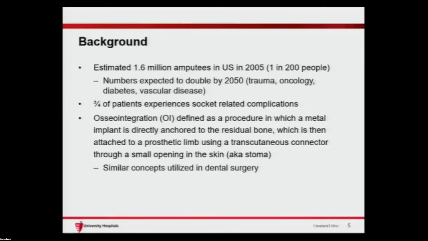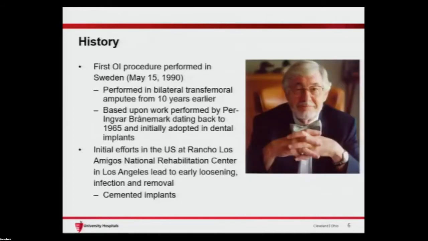Osseointegration is defined as a procedure in which a metal implant is directly anchored into the residual bone on the residual limb, which is then attached to a prosthetic through a transcutaneous connector in the skin or small hole in the skin, which we also call a stoma. Similar concepts have been used in dental surgery for a number of years, and that'll bring us a little bit to the history of what kind of brought us to this.